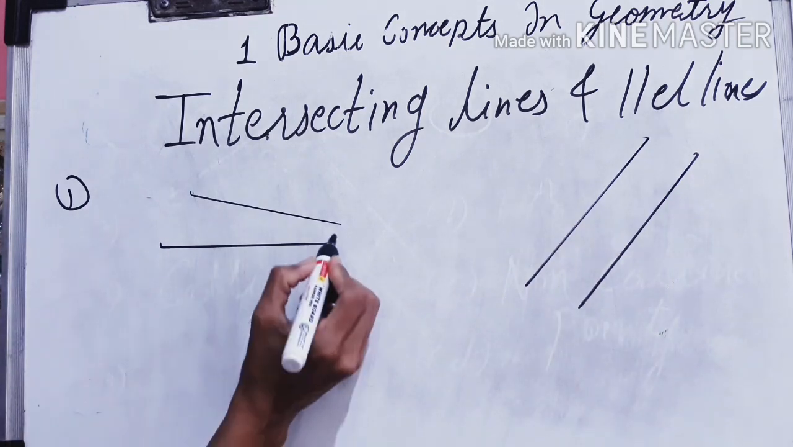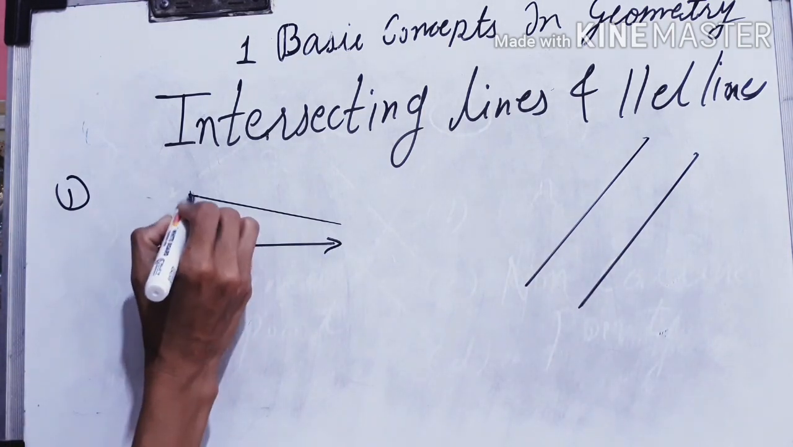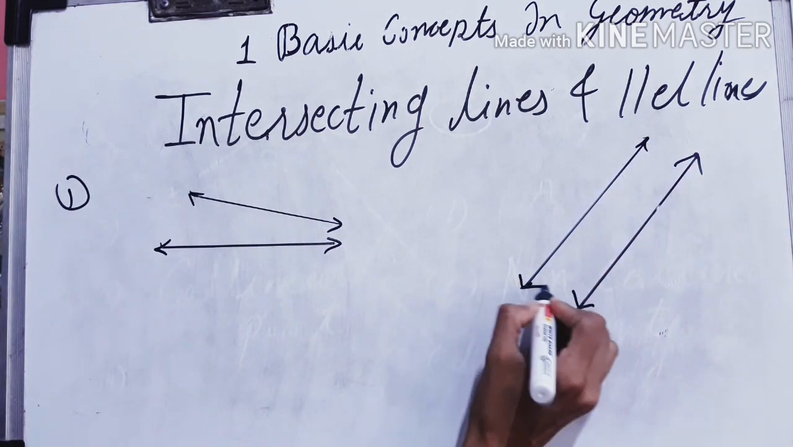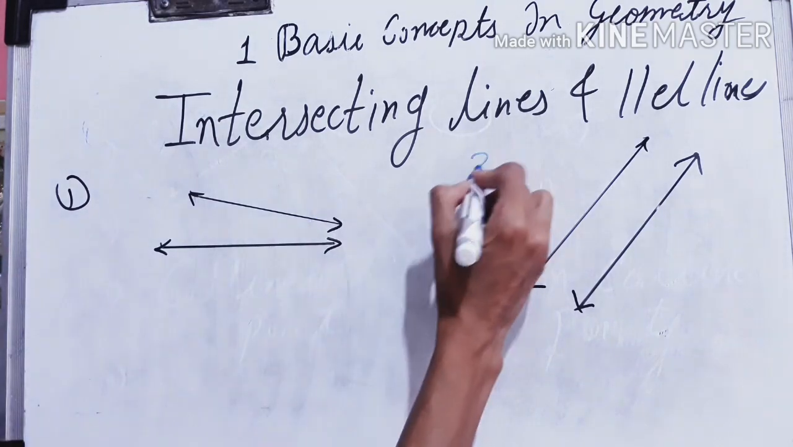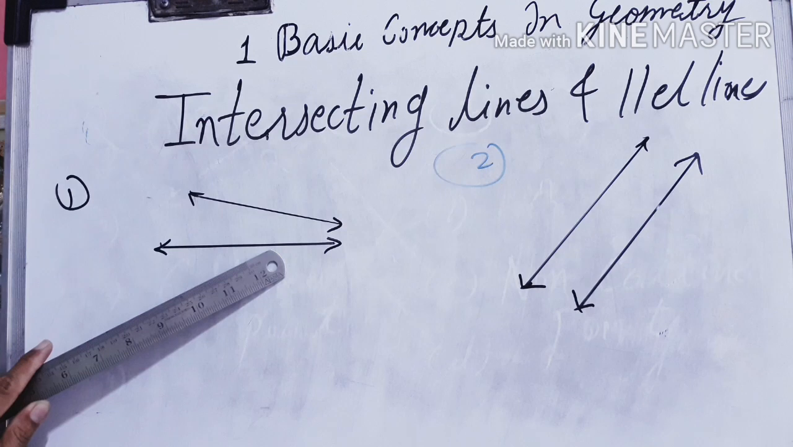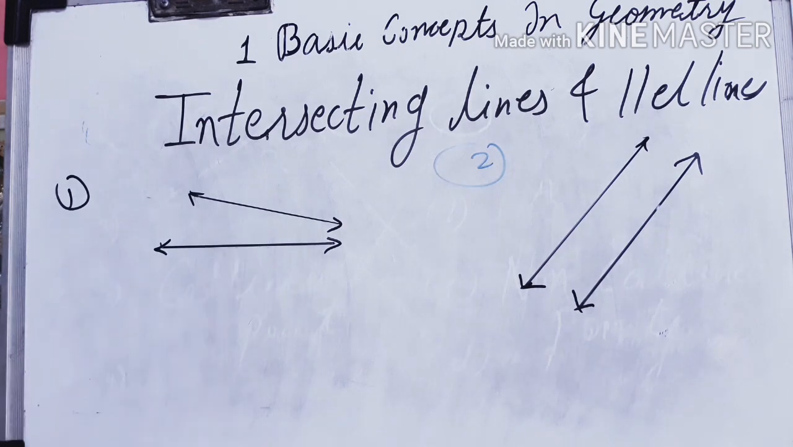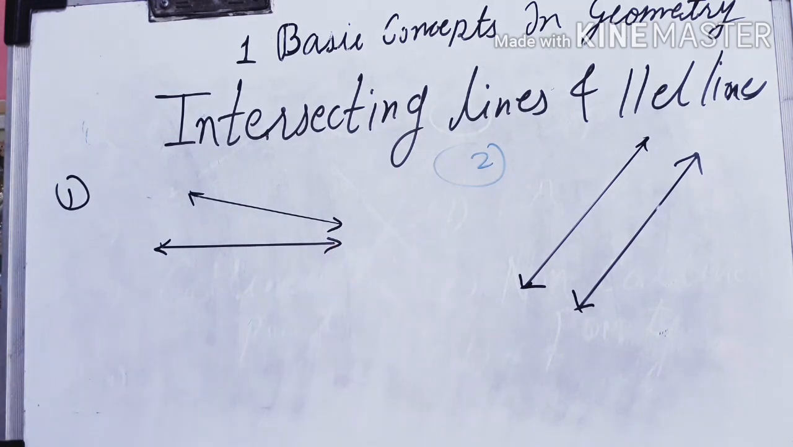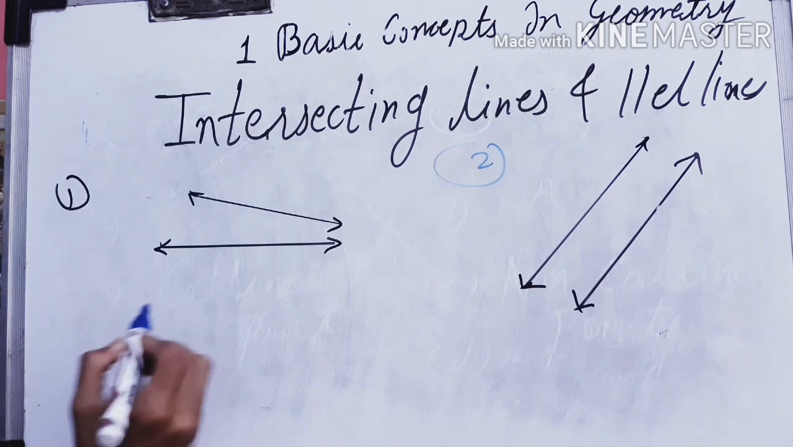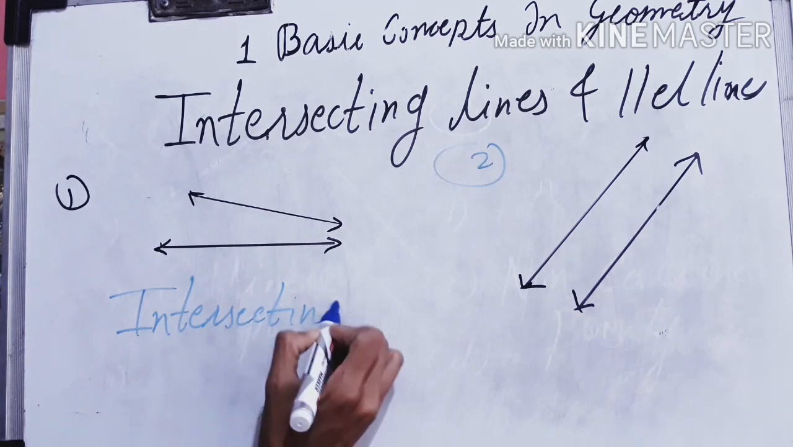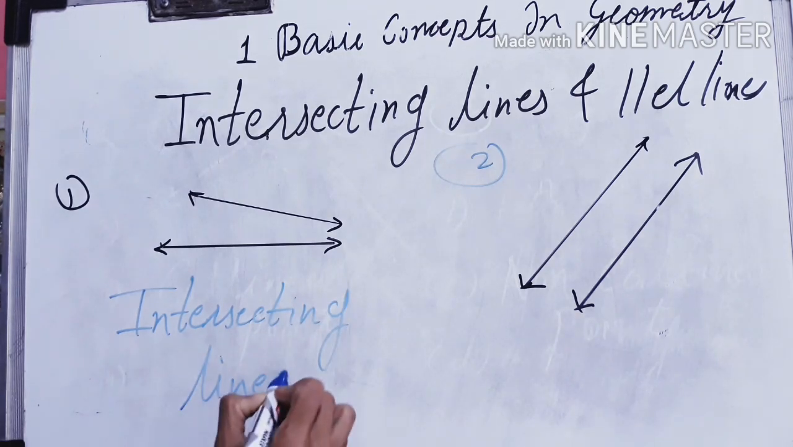So here I can draw the lines. This is the first figure and this is the second figure. Now tell me, in the first figure, what do you see? Do the lines meet each other? Here it can't be shown, but if I extend these two lines in this direction, at some distance they will meet each other. That means they are which type of lines? They are intersecting lines.